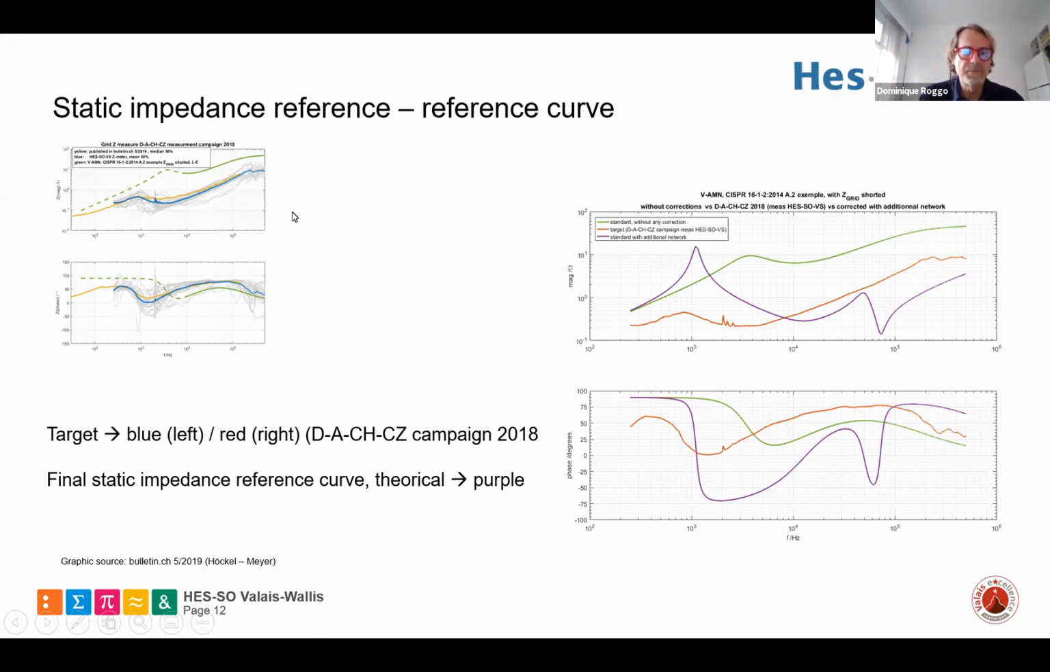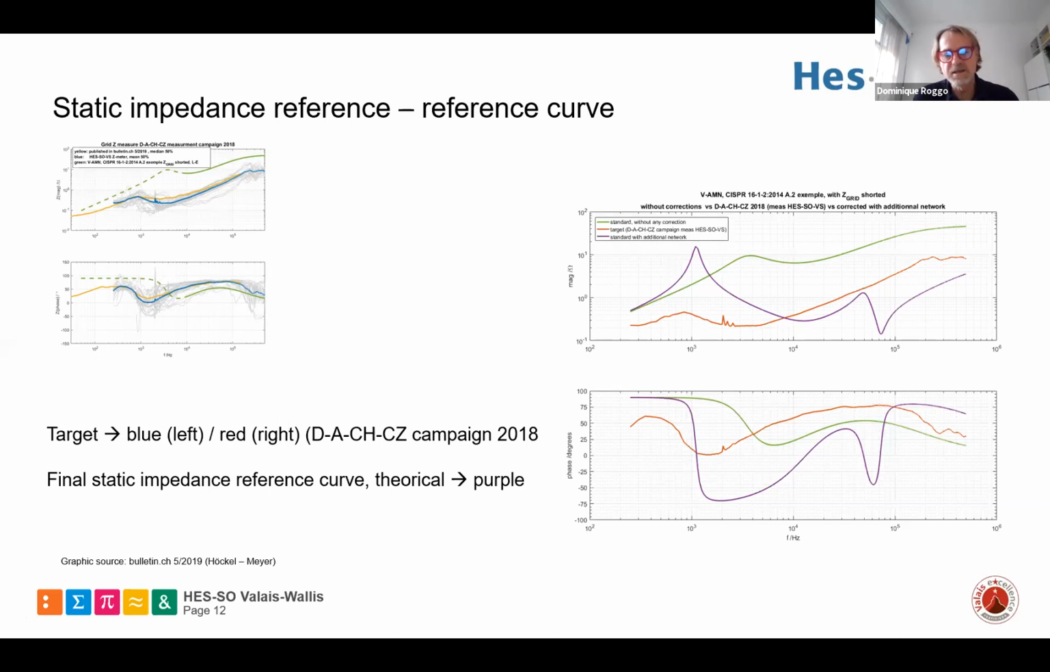And the result is that most of the measurements on the grid show a lower impedance in the domain of power line communication. So what does it mean? It means mainly more attenuation possible. Another aspect of it is there are resonances that can appear.